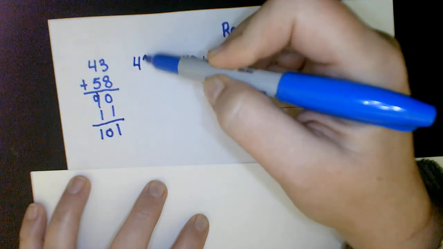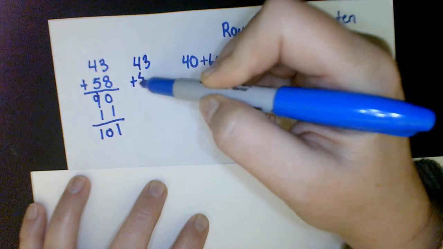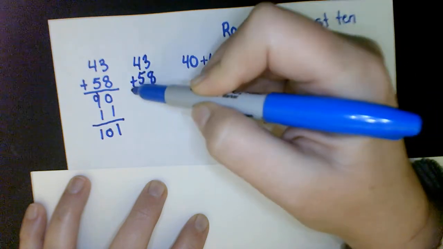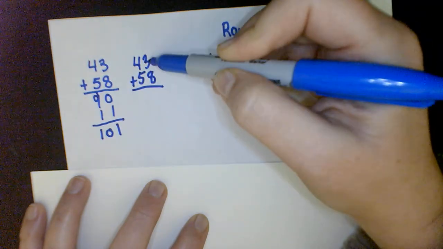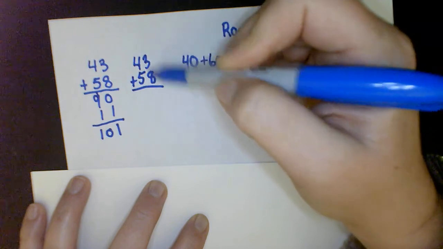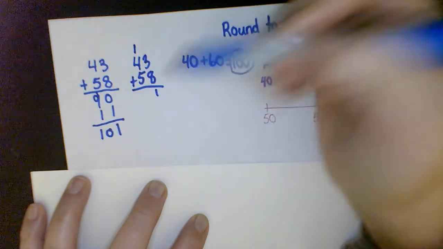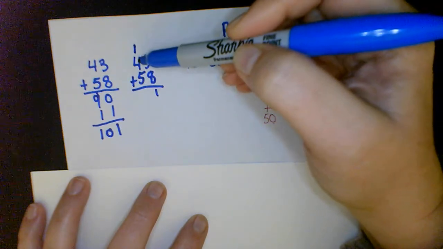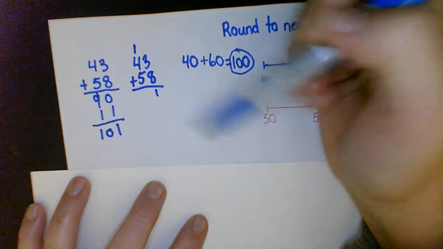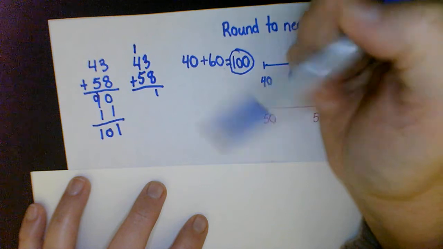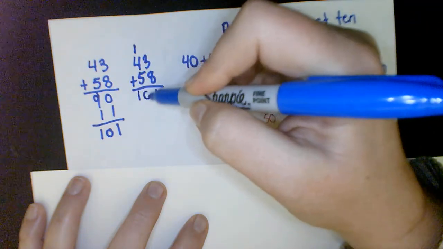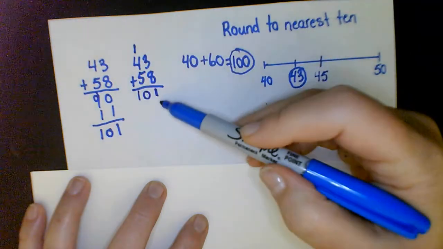Many of you like this way, our column math. And we start at the ones. 8 ones plus 3 ones is 11 ones. So that's 10 ones and one more, 11 ones. 50 plus 40 is 90, plus another 10 is 100. So my sum is 101.